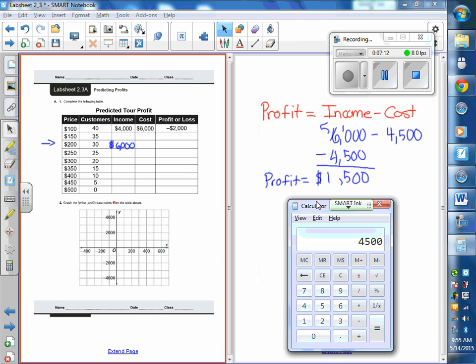So in my chart, I'm going to put the costs over here, $4,500. And then I'm going to subtract, which I can do on my calculator, 6,000 minus 4,500, and I get $1,500 profit. So we're going to do that over and over and over to fill this chart out.